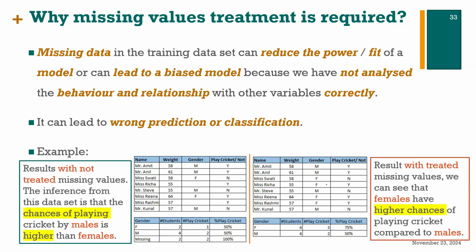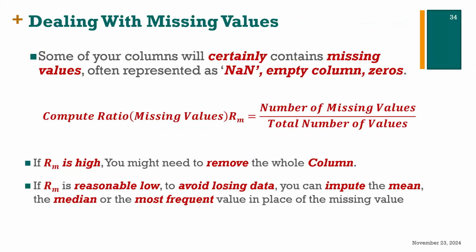However, when we were able to fill in the missing values, we realized that actually 75% of the females can play cricket. Because of the missing values, we would miss the insight we wanted to generate from our data set. We demonstrated this clearly so that you know that missing value is not something to play with. It can actually change the entire picture of your data.